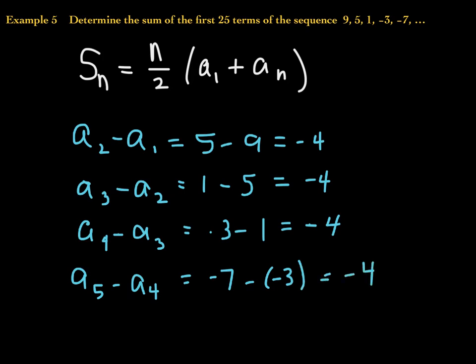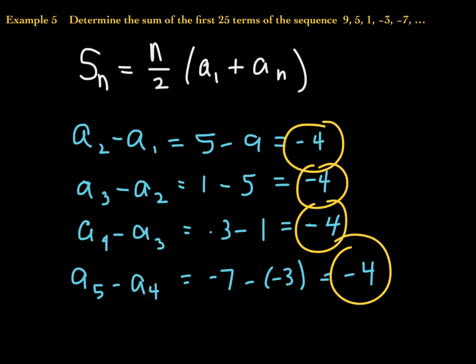So because all of these differences are the same, it's a common difference, we know for sure this sequence that they gave us is arithmetic. Because it's arithmetic, I'm able to use this formula to calculate the sum of the first 25 terms. Okay, let's use it now.